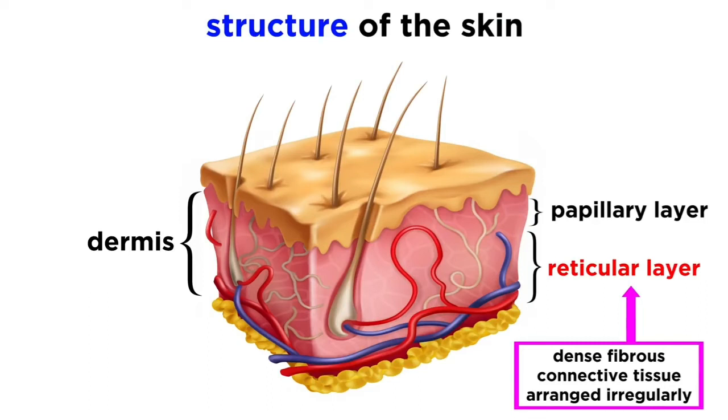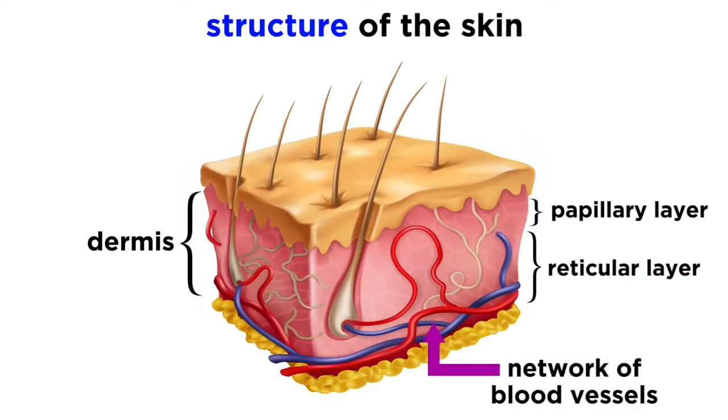of dense, fibrous connective tissue that is arranged irregularly. A network of blood vessels sits below this, just before the hypodermis.